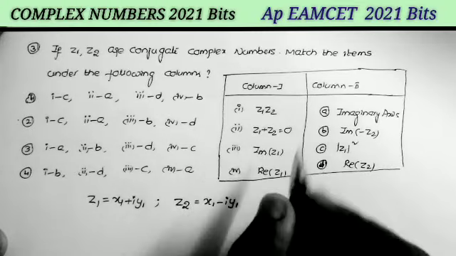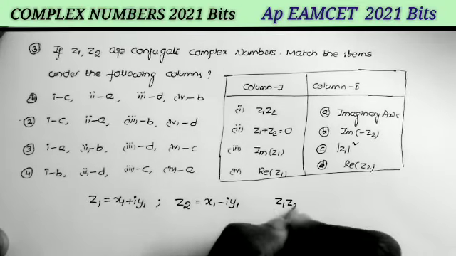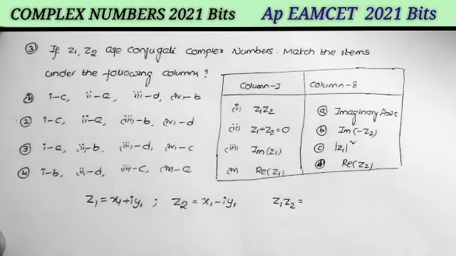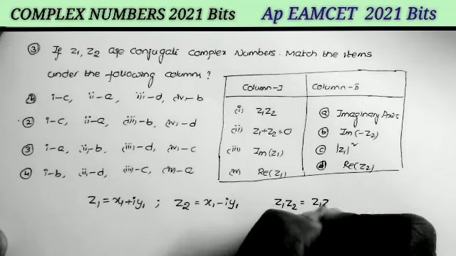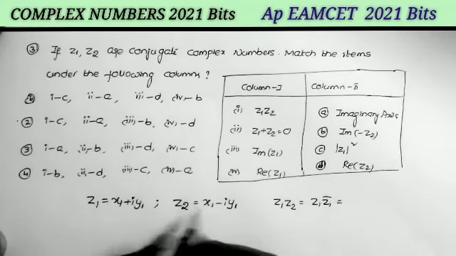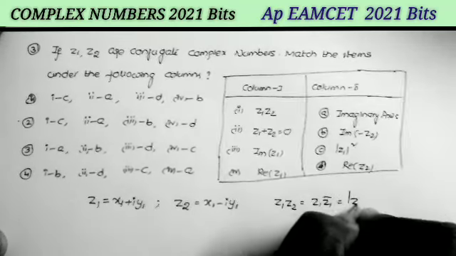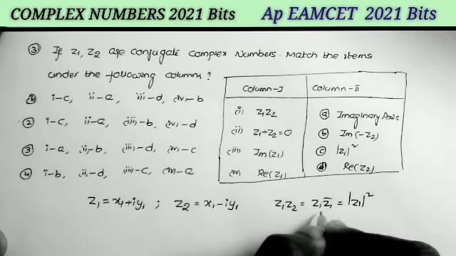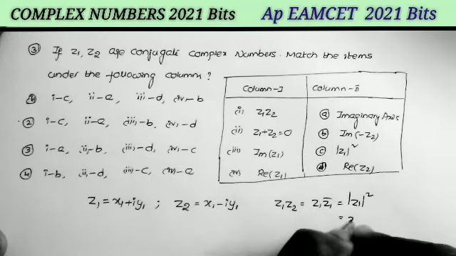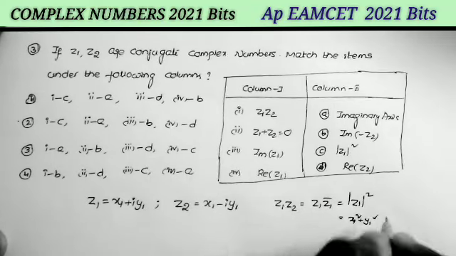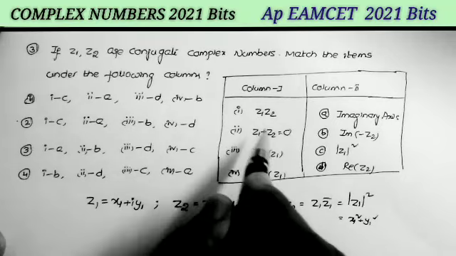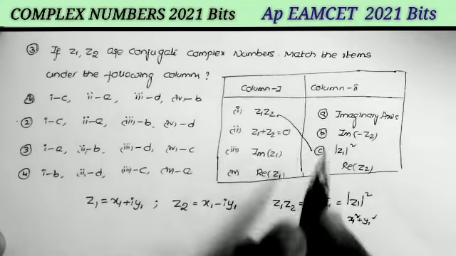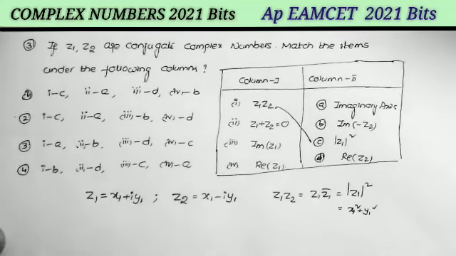So what is the answer of z1 z2? That is the first one, z1 into z2, which is z1 into z1 bar. What is z2? This is nothing but the conjugate of the first complex number. And what is the value of z1 into z1 bar? Mod z1 square, that is equal to x1 square plus y1 square. So the answer of the first one is C. We match the first value to C.